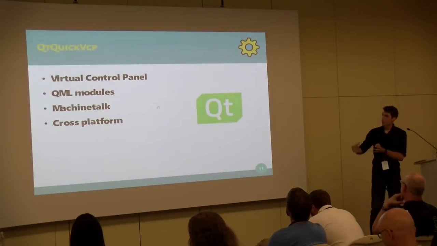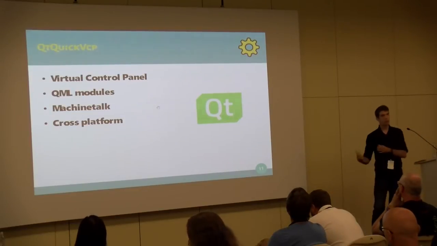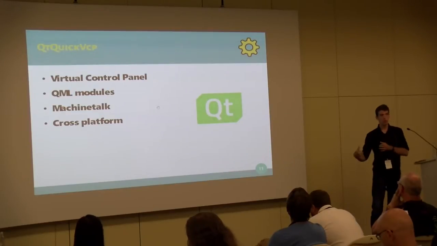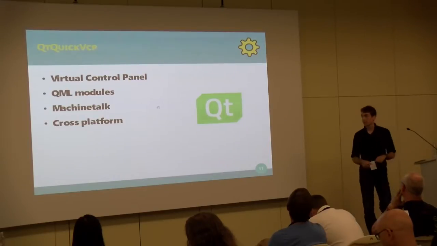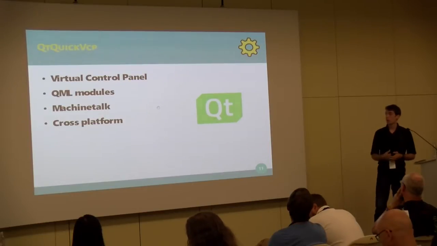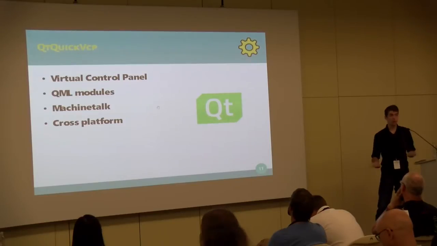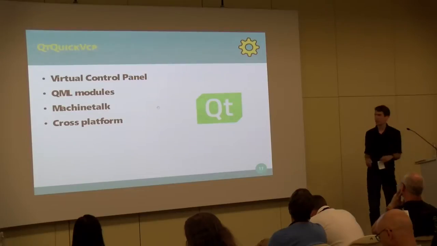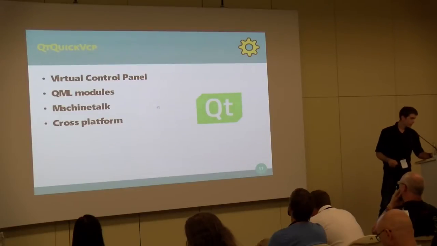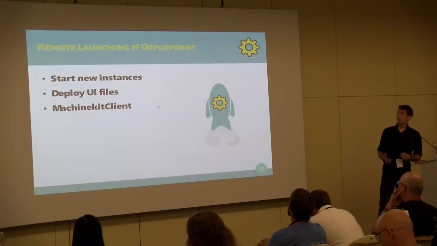Basically, it's a set of QML modules which can be used to build user interfaces for Machinekit. To be exact, remote user interfaces, meaning they can be run on an Android tablet or a desktop computer or even on the same device. They work using MachineTalk. They're cross-platform. They work on Android, iOS, and all the desktop platforms, of course. We're using Qt. And yeah, very nice about this.